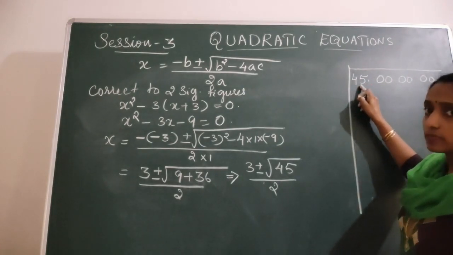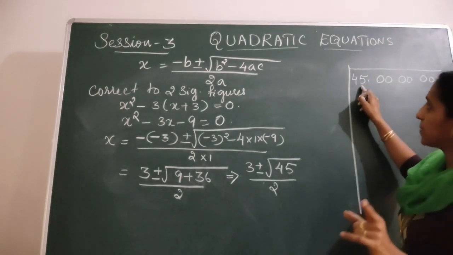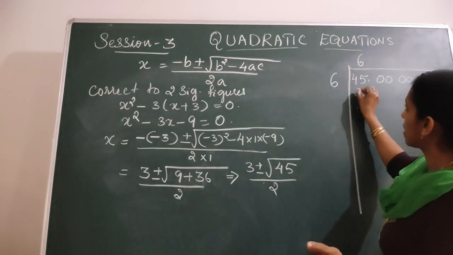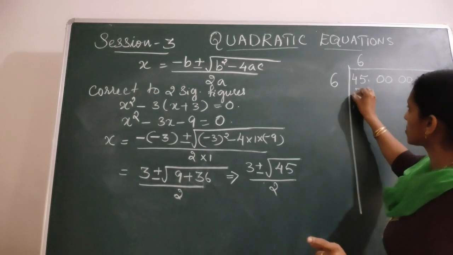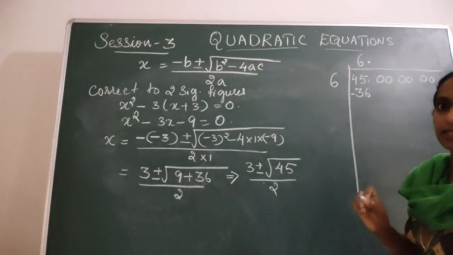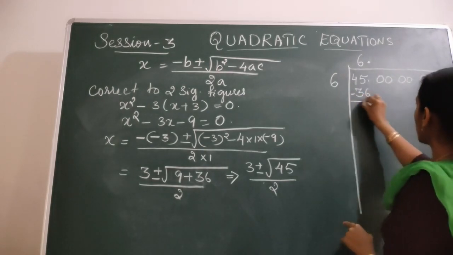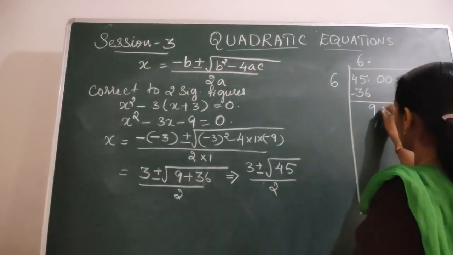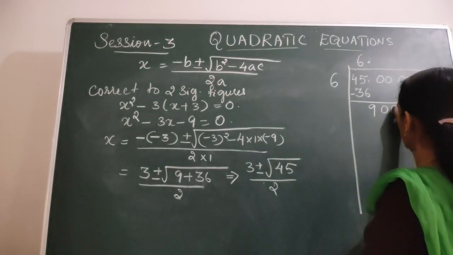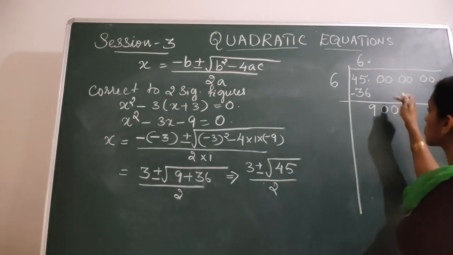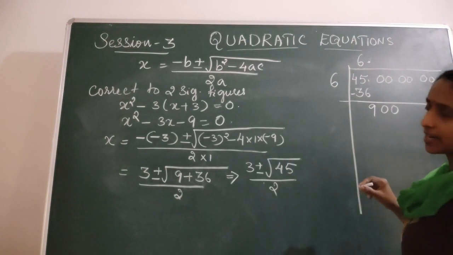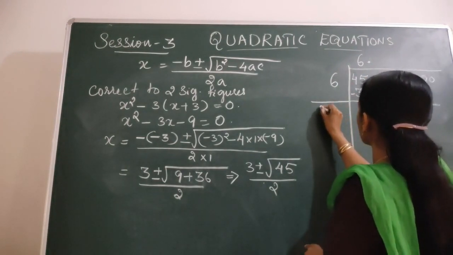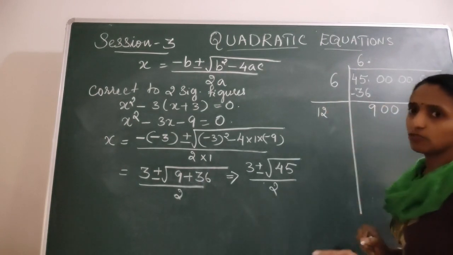That means less than 45, the perfect square is 36. That means 6 sixes are 36. So the first number we got is 6, 6 sixes are 36. After deducting we are getting 9. Then you will write down the next group, 900 you got, and 6 doubled you will write. 6 doubled is 12.